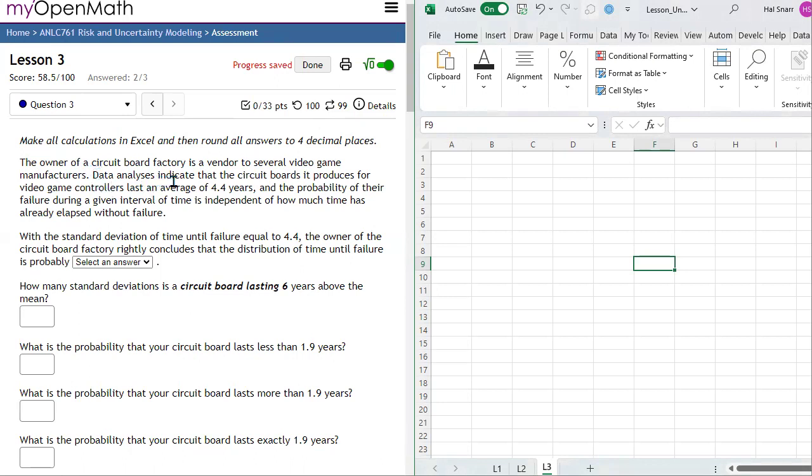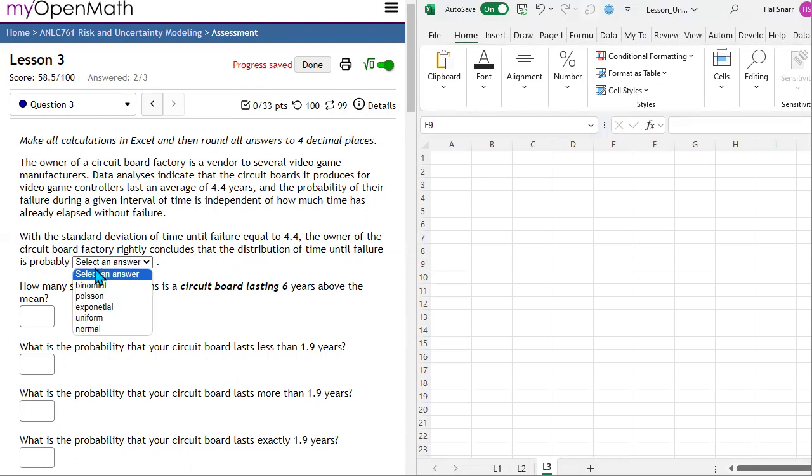The analyses indicate that the circuit board it produces for video game controllers lasts an average of 4.4 years. So X here is time. And the probability of their failure during a given interval of time is independent of how much time has already elapsed without a failure. With the standard deviation of time until failure equal to 4.4, the owner of the circuit board factory rightly concludes that the distribution of time until failure is probably what?